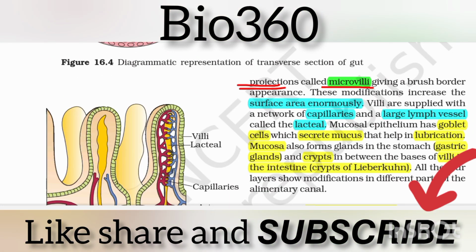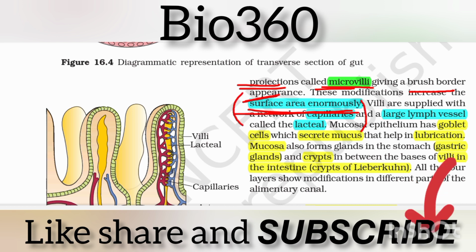They are known as microvilli. These give brush border appearance. This modification increases the surface area enormously. If they ask what is the main role of microvilli, you can say it increases the surface area enormously, and it also produces some secretions.